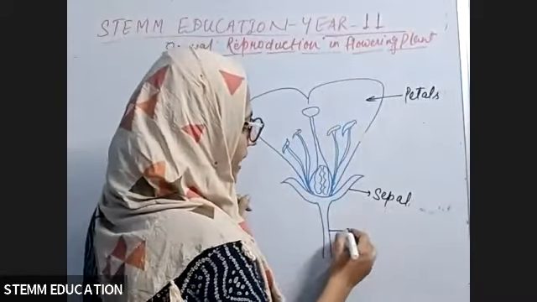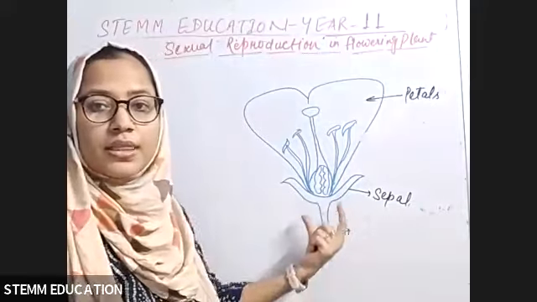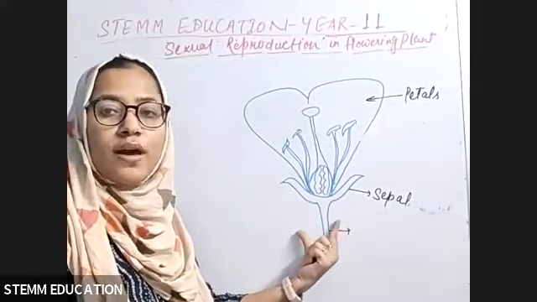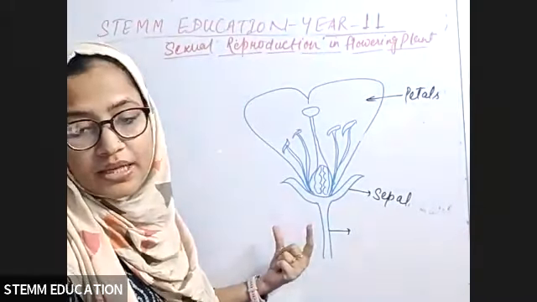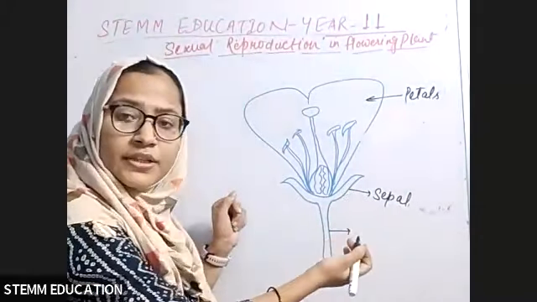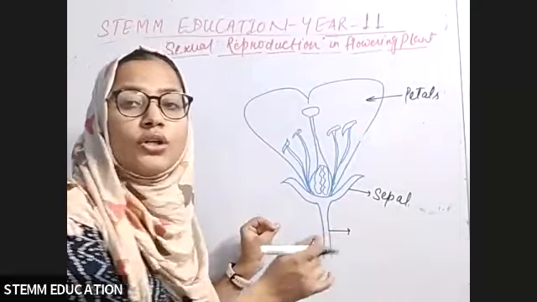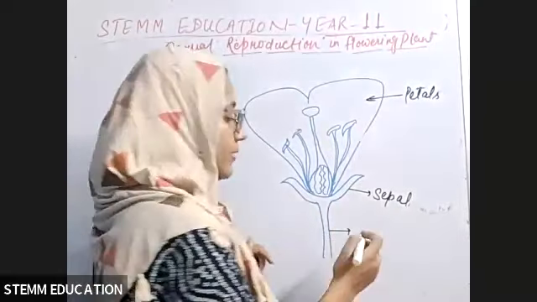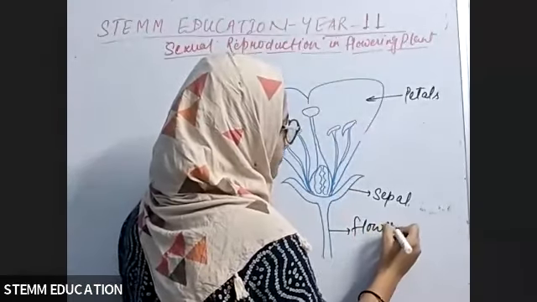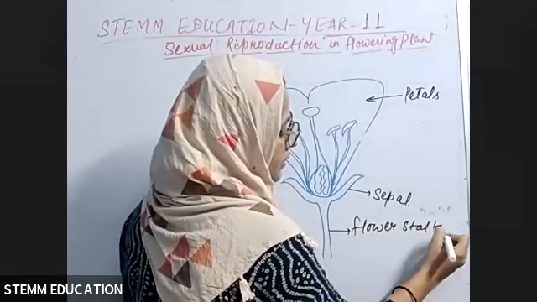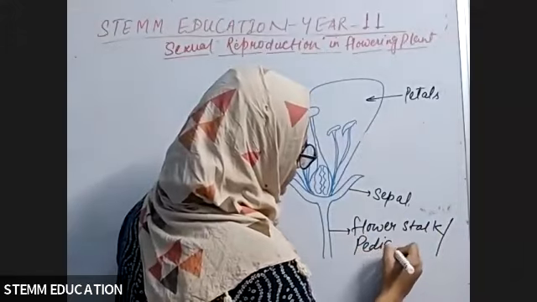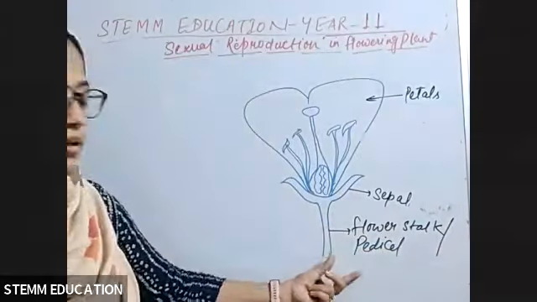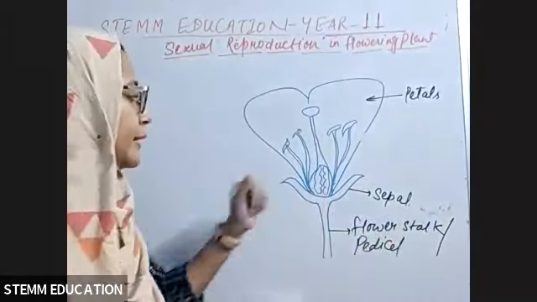This is the part from where the flower is connected to the stem. You can call it either the flower stalk or the pedicel. Pedicel or flower stalk, right?